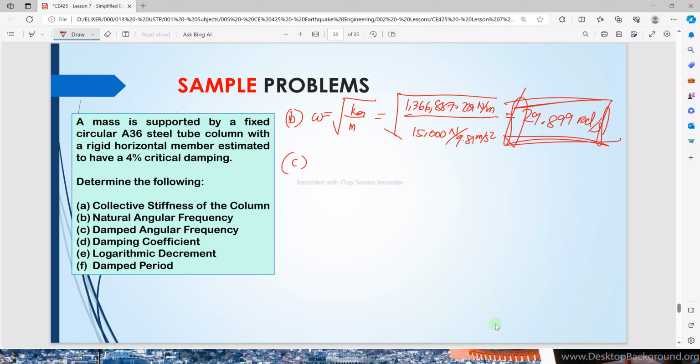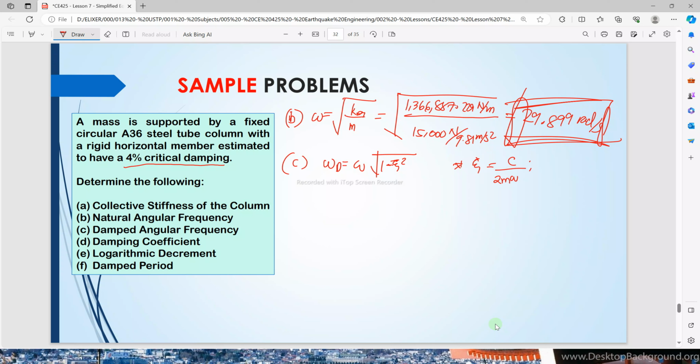Then our damped angular frequency is equal to omega times the square root of 1 minus psi squared. Now we don't know the psi, or do we know? There is a 4% critical damping. The damping is 4% of the critical damping. So the damping ratio is equal to the damping over the critical damping, 2m omega.